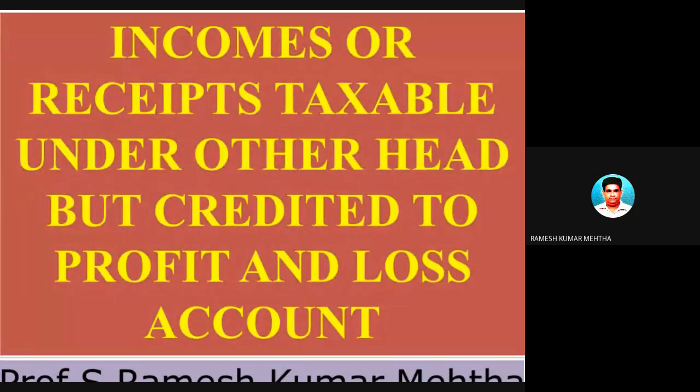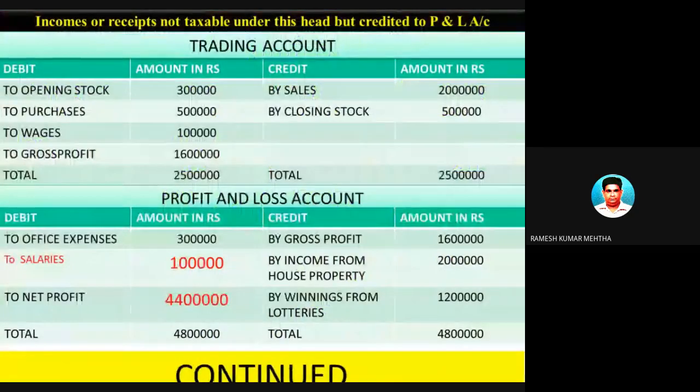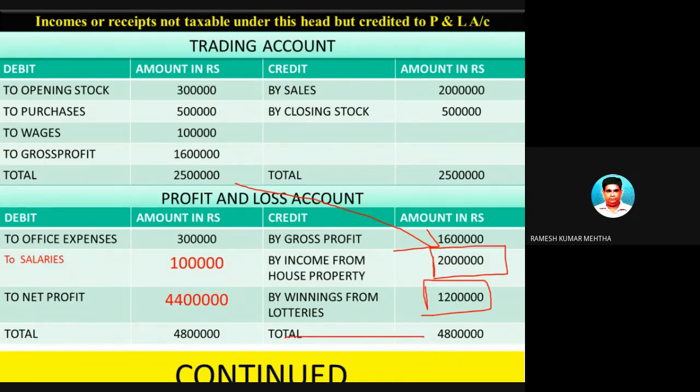Incomes or receipts taxable under other heads, but credited to profit and loss account. So already we have discussed this, but again I'm going to put a few minutes on this discussion. So here gross profit is 16 lakh rupees. Income from house property is 20 lakhs. Income from winnings from lotteries is 12 lakhs. So 16 plus 20 plus 12 is 48 lakhs. So net profit is 44 lakhs.